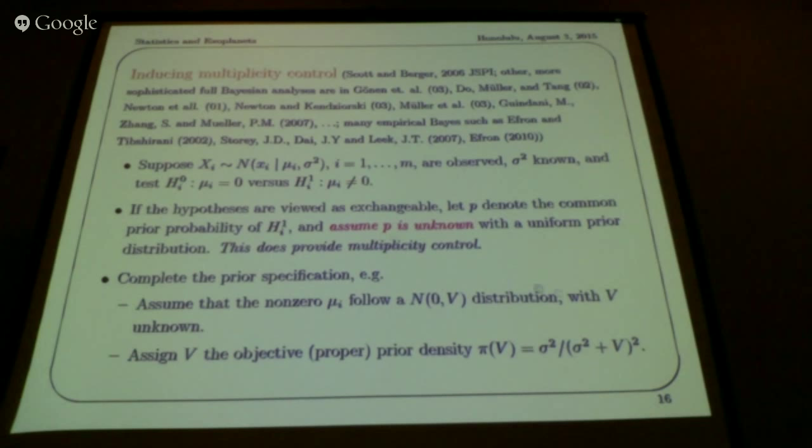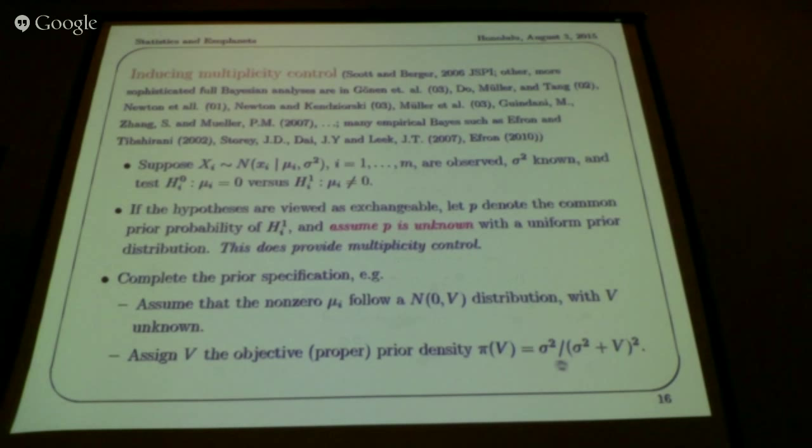In this problem, you have to complete specifications of the prior distributions. That just results in specification of the prior probability of the model. So here, you then have to say, what's my distribution for the mu i? Quite naturally, you would say it follows a normal(0, V) distribution. The non-zero means are centered around the null, but with unknown spread V. And then you have to assign V a prior, and the usual objective or conventional prior density is used here. And that completes the Bayesian classification model.